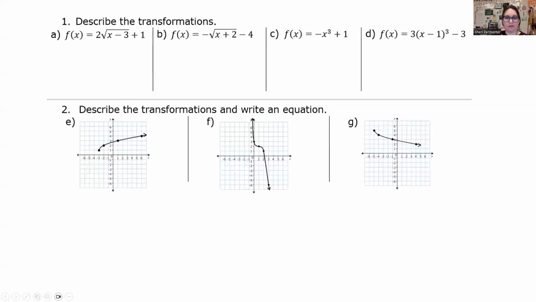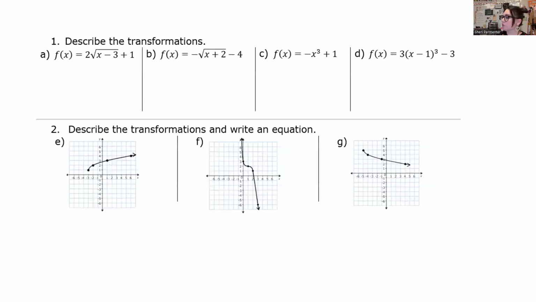All right, let's do some stuff. First, it says describe the transformations. Don't overthink these. We're going to move through the equation left to right. Anytime there's a number or a negative sign out in front, we're going to describe it. A 2 out in front, anything out front, stretches or compresses. So we're going to say, yep, that's a stretch by 2. And then next, we come to the -3. -3 moves me where? Right 3. And then the +1 moves me up 1.